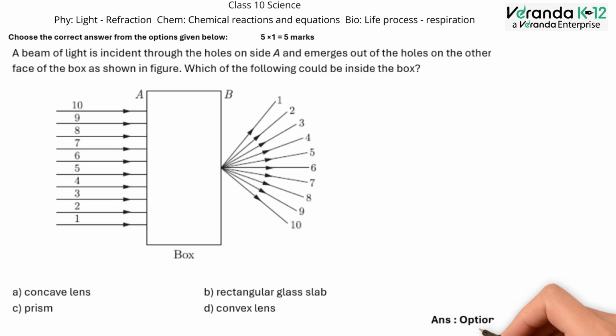Solution. Option D, convex lens. A parallel beam of light after refraction from a convex lens will meet at a point called the principal focus.